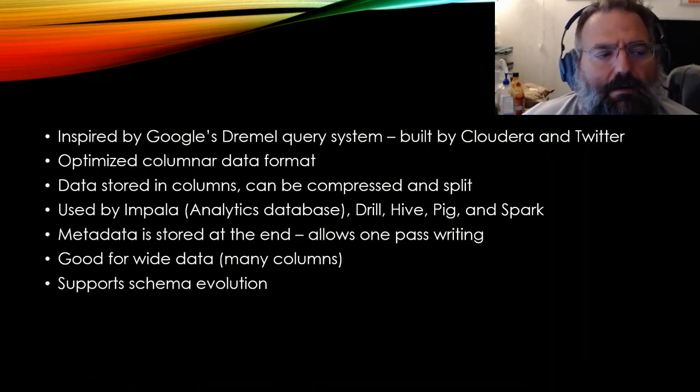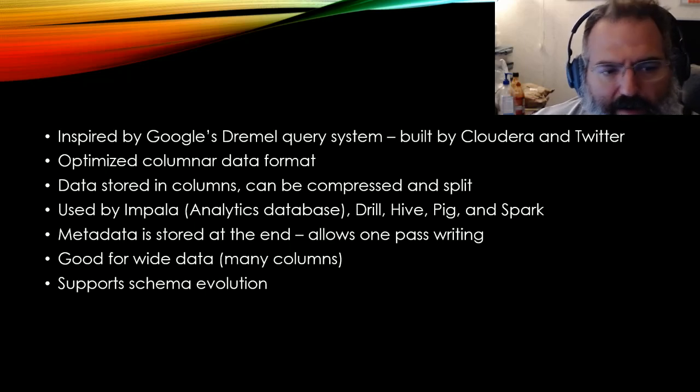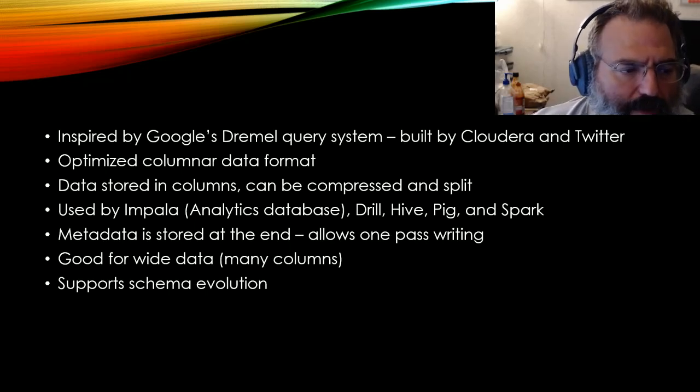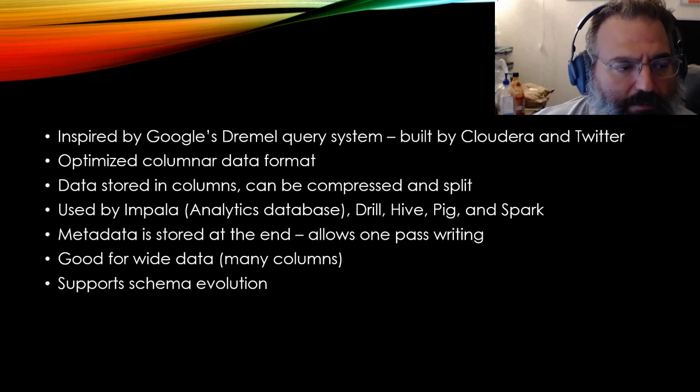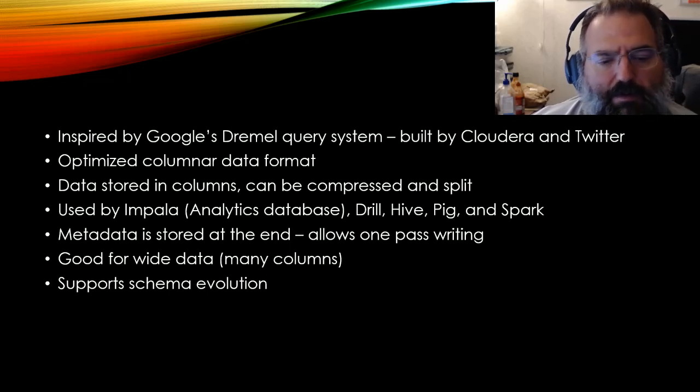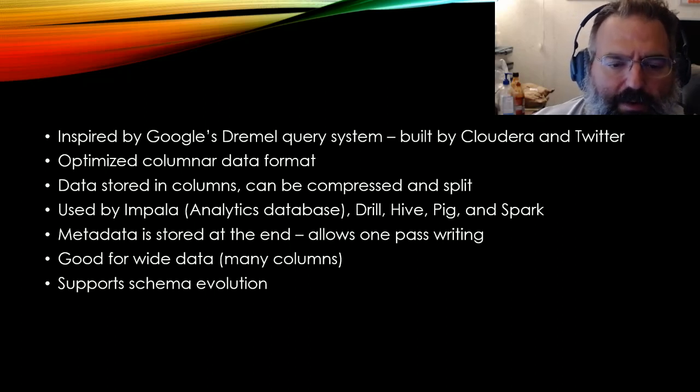Parquet is a file format that was inspired, as many things are in this world, by something Google did with their query system. It was originally built by Cloudera and Twitter. It is optimized for columns, so it's a columnar data store, meaning that columns are your sweet spot, and you can compress them and you can split them, which makes them really compelling. It's used by lots of stuff, including Impala, which is an analytics database, Drill, Hive, Pig, and Spark.